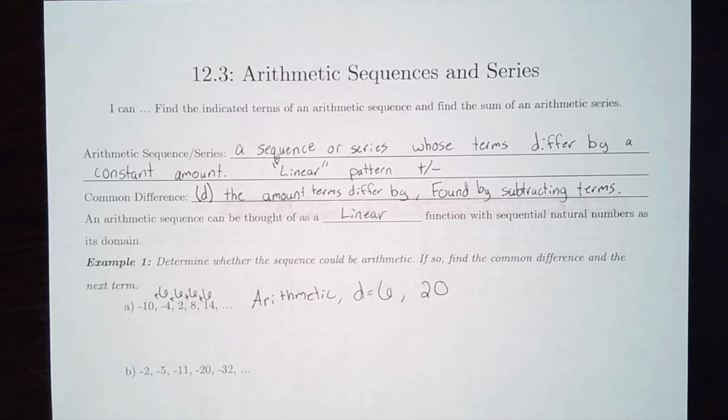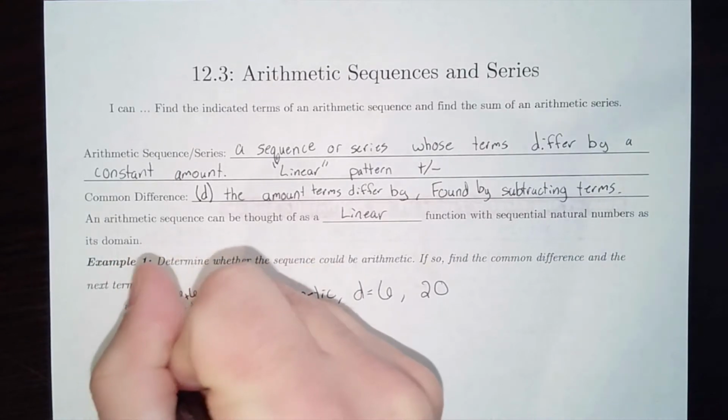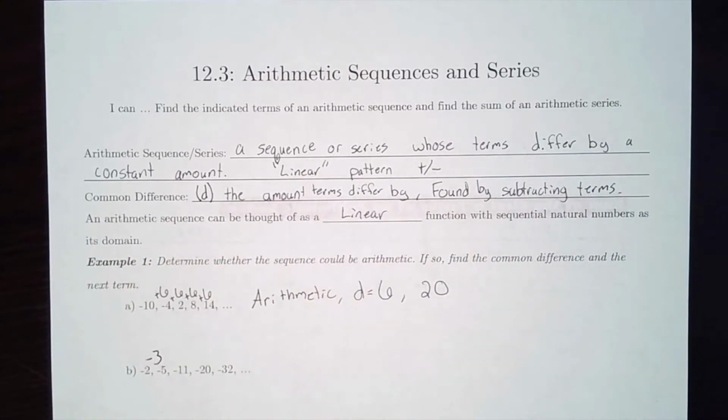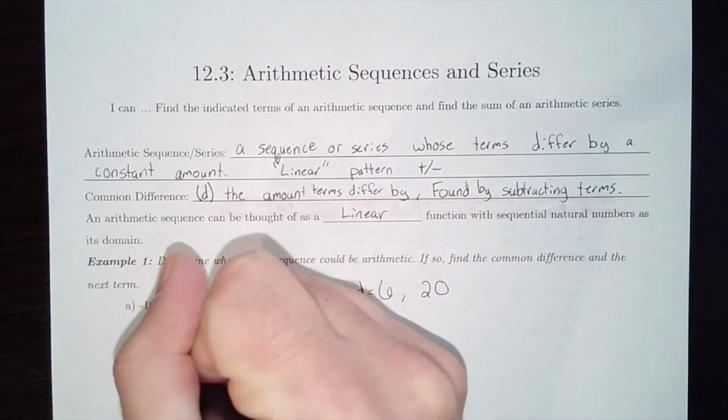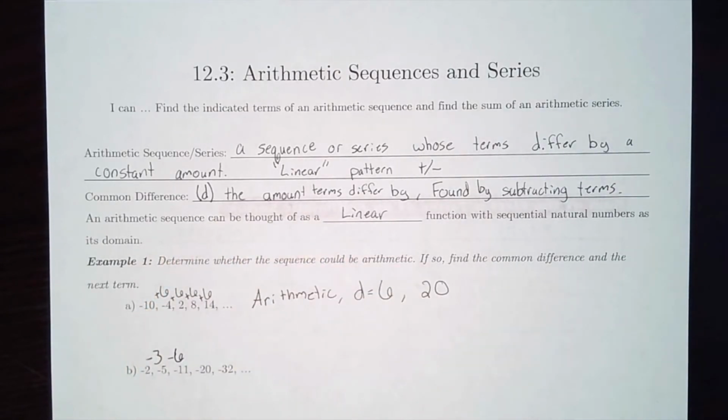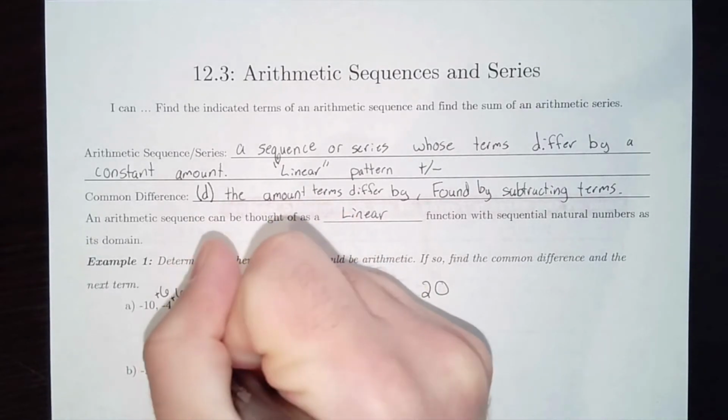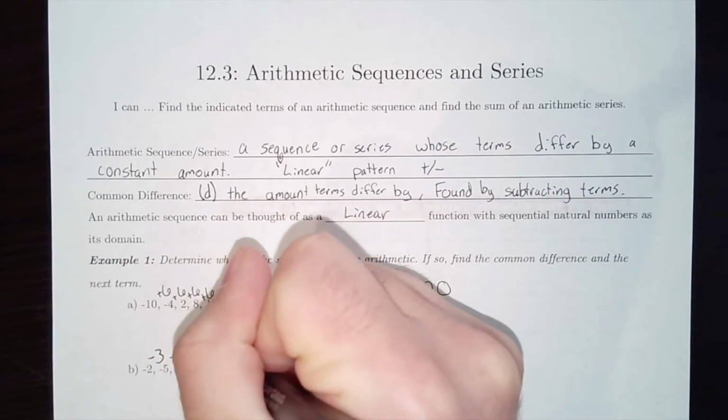Okay, we can also talk about example 1b. If I look at this one, I'm going from negative 2 to a negative 5. That means I'm going down by 3, so I'm subtracting 3. From negative 5 to negative 11, I'm going down 6, sorry. Which even just there, I can now see that I don't have a constant difference, but if I keep going, I'm going to go down 9 and then down 12.